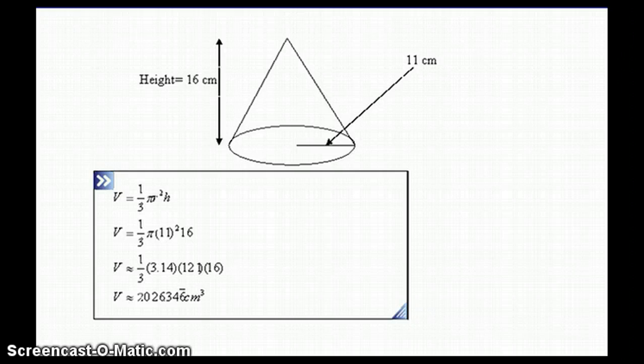Using the formula 1/3 pi r squared times height, if we plug in 11 for the radius, where the r is, and we plug in 16 for the height, where the h is, and then we solve, we end up getting this answer for our formula. The volume is 2026.346, repeating, cubic centimeters.